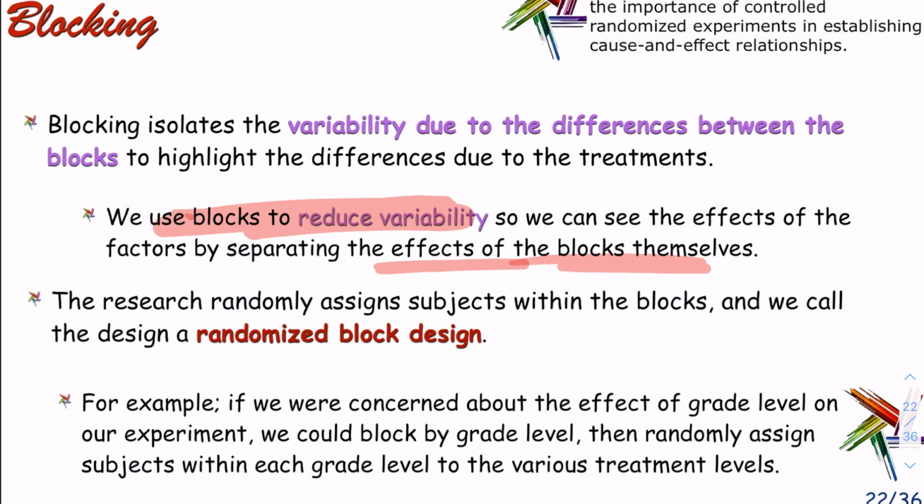Researchers randomly assign subjects within the blocks, and we call the design a randomized block design. For example, if we were concerned about the effect of grade level on our experiment, we could block by grade level, then randomly assign subjects within each grade level to the various treatment levels.